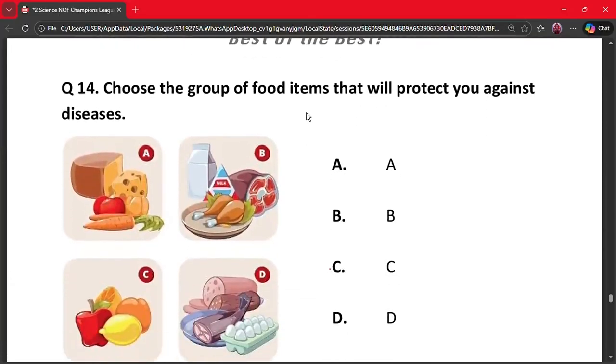Our next question is question number 14. Choose the group of food items that will protect you against diseases. Option A, option B, option C, or option D. The correct answer is option C. Why? Because the food shown in option C contains fruits and vegetables rich in vitamins and minerals. These help protect our body from diseases, and these are also light foods. So the correct answer is option C.